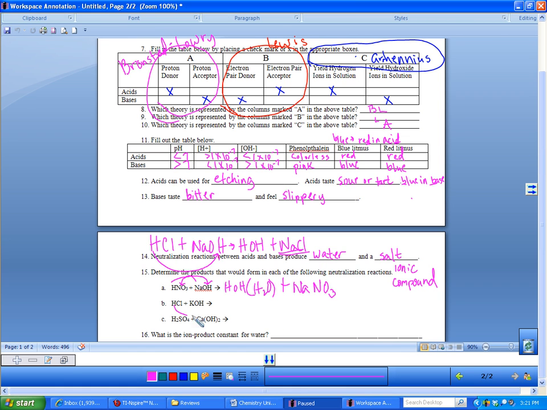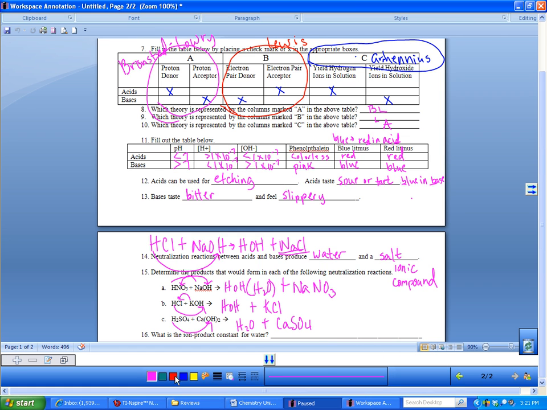HCl will hook up again. The H will go with the OH, so you have HOH, which is water, and then this potassium will attach to the chlorine because positives like negatives. This will give me H2O, still an HOH, and then I'll have CaSO4.